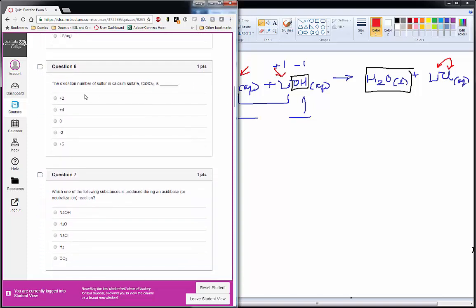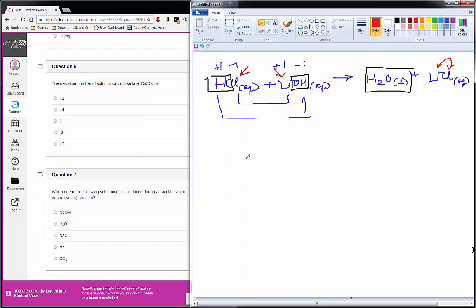All right, oxidation number of sulfur in calcium sulfate. What we're going to do here is note that this is first off an ionic compound between the calcium ion, which is in group 2, and the sulfate ion, which is a polyatomic ion we memorized has a charge of -2. Because the sulfate is a polyatomic ion, it's made between two nonmetals, held together with covalent bonds, and so we need to use the rules for covalent bonds to assign oxidation numbers.